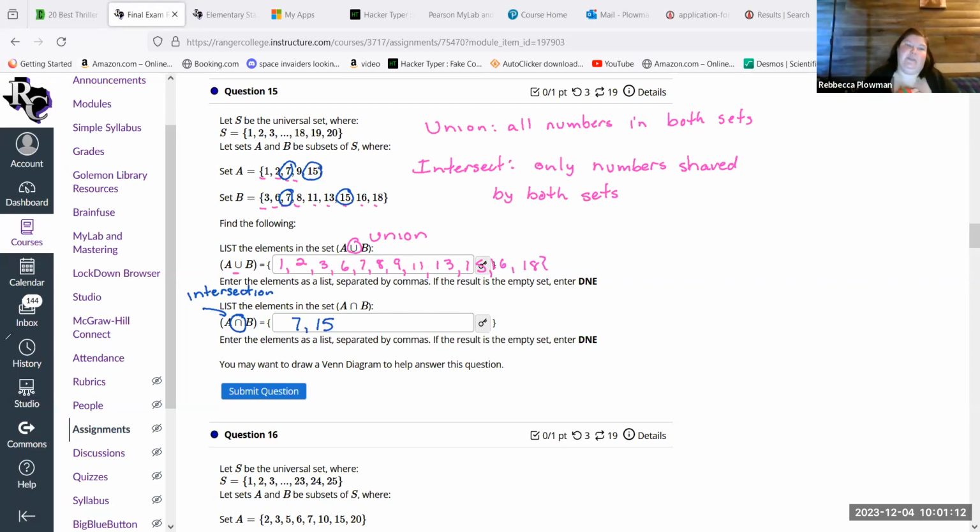And usually I find the biggest problem is not that you guys don't know what a union or intersection is, it's just confusing them, putting the wrong one in the wrong place.